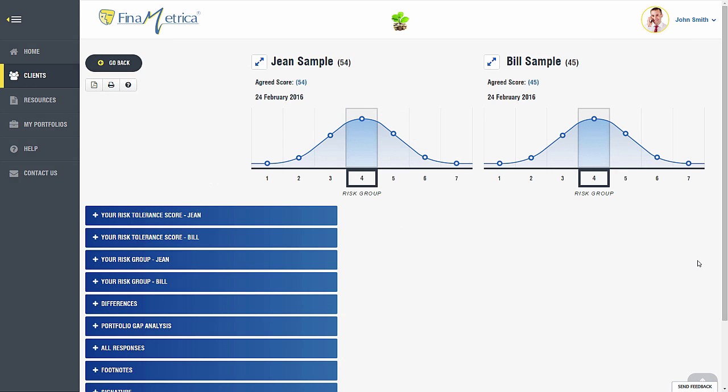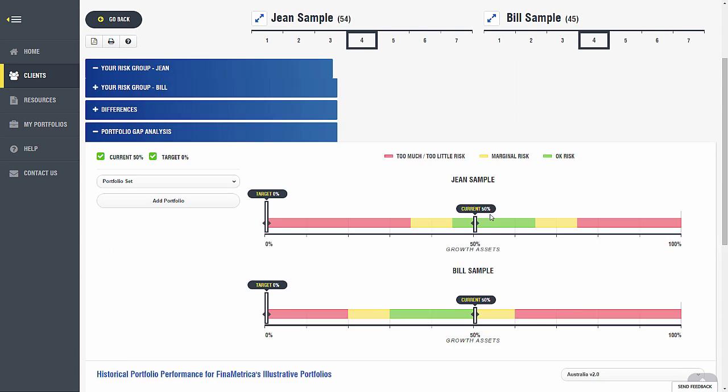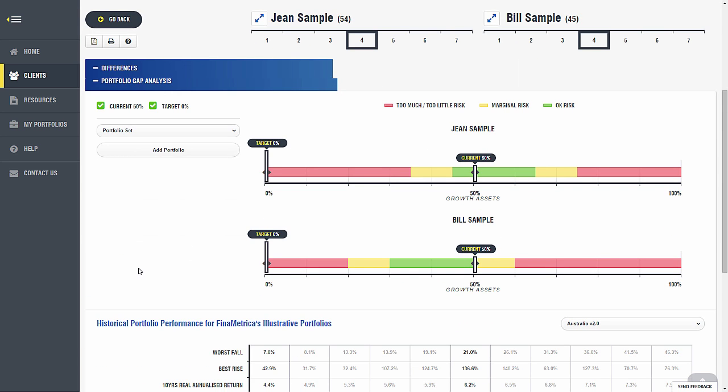Effective trade-off decisions can only be made when the elements have been separated and can be clearly understood and compared. A key trade-off decision commonly confronted by clients is between risk tolerance and the risk required to achieve goals. The gap analysis tool compares risk tolerance with investment risk. Bill and Jean's scores, 45 and 54 respectively, have corresponding growth assets comfort zones shown on the bar chart.